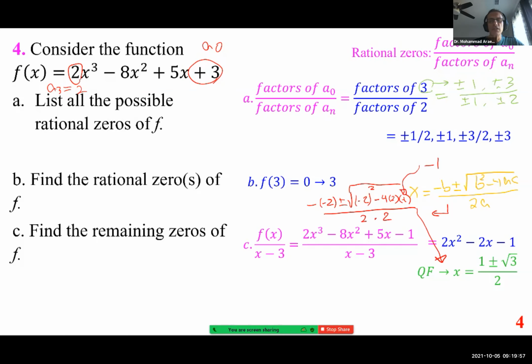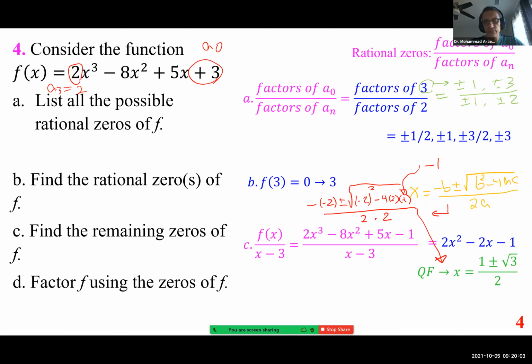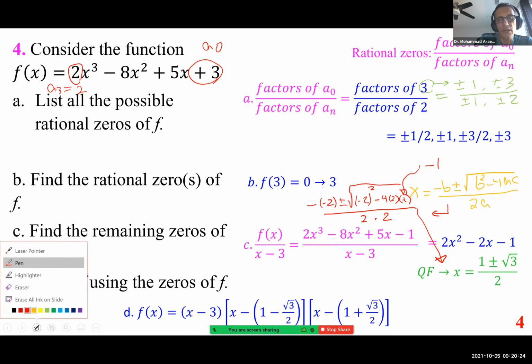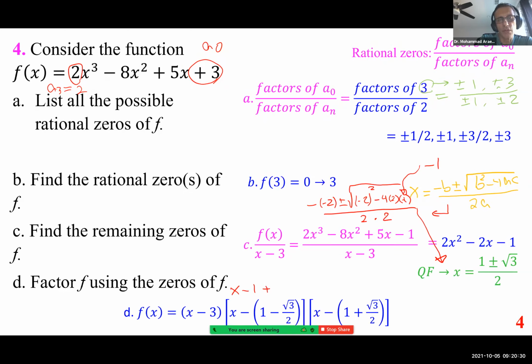So if that is the case, how would you write this in a factored format? f of x is x minus 3, and then x minus 1 minus square root of 3 over 2, x minus 1 plus square root of 3 over 2. In other words, if we wanted to rewrite that, and we don't have to, this would become x minus 1 plus square root of 3 over 2. You don't want to do that, I'm telling you. x minus 1 minus square root of 3 over 2.